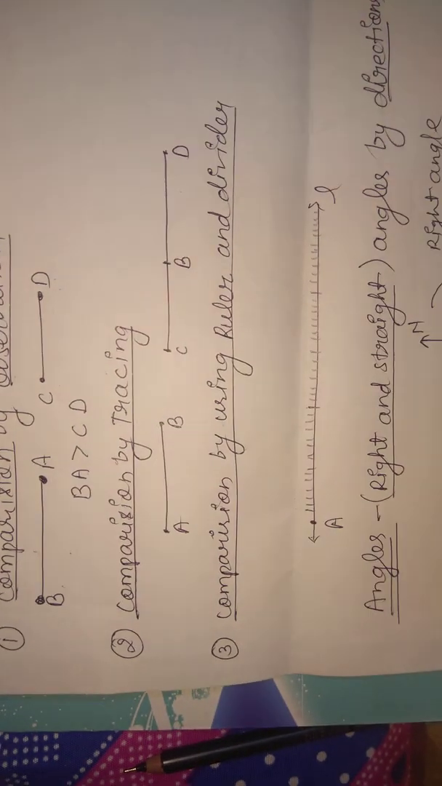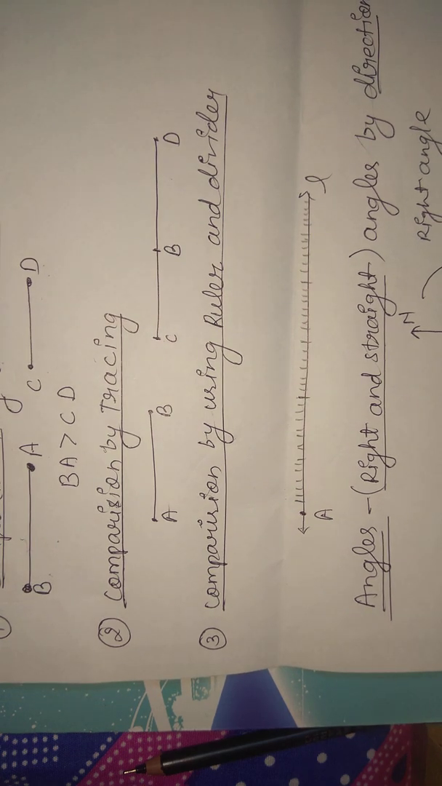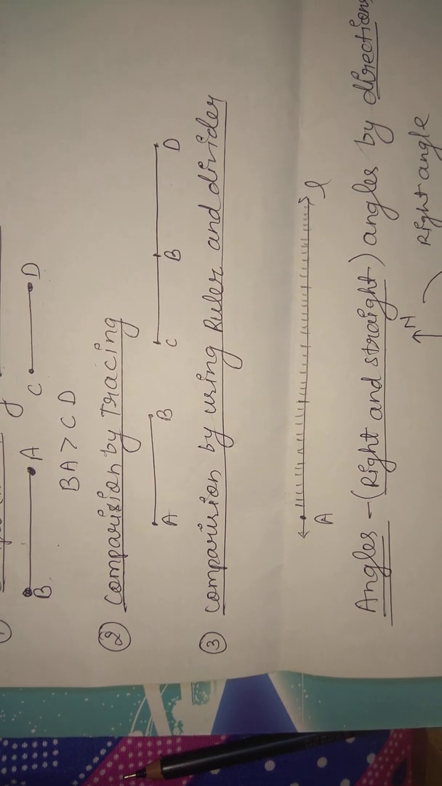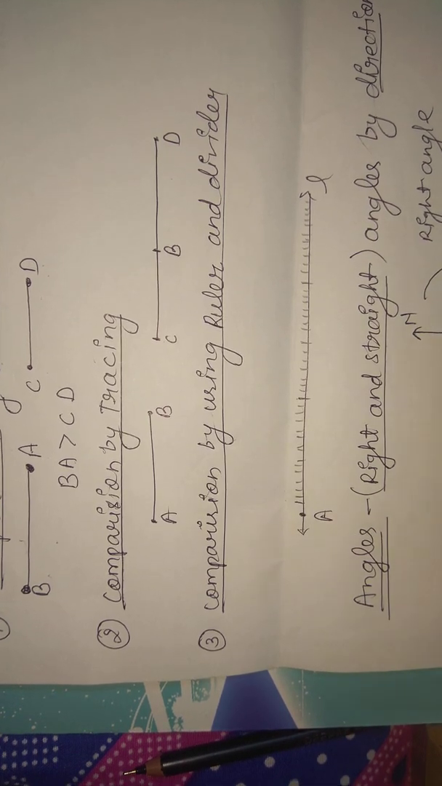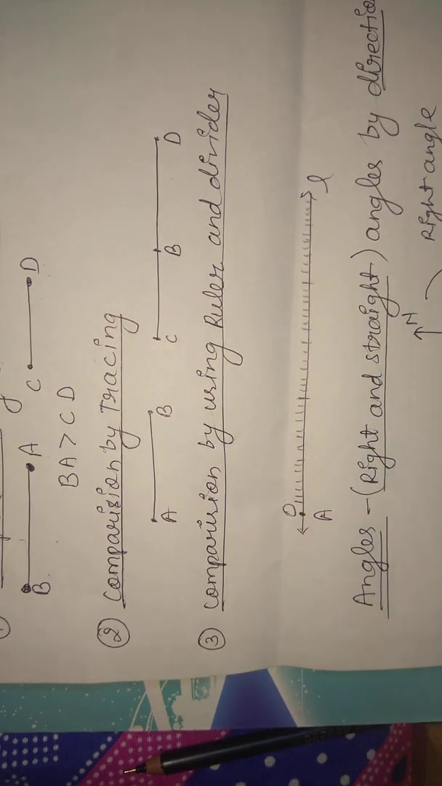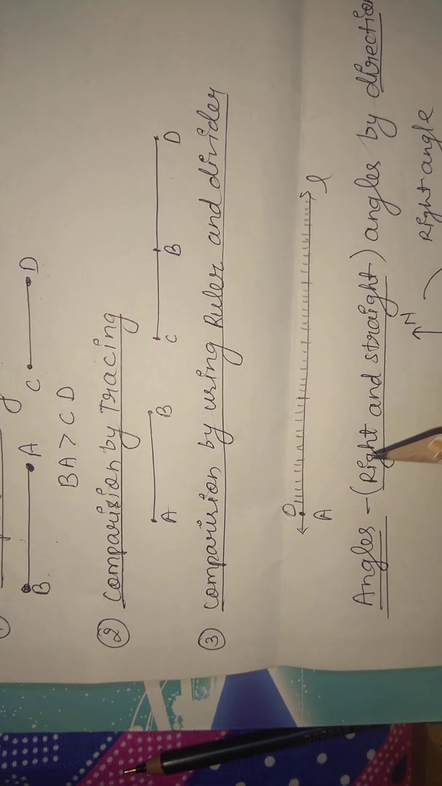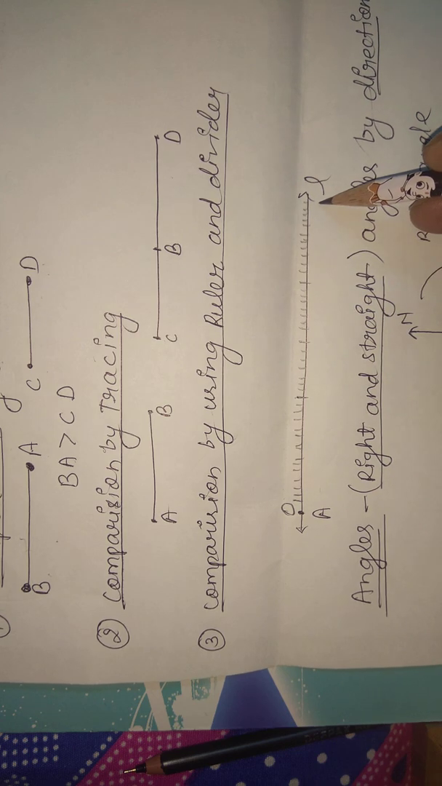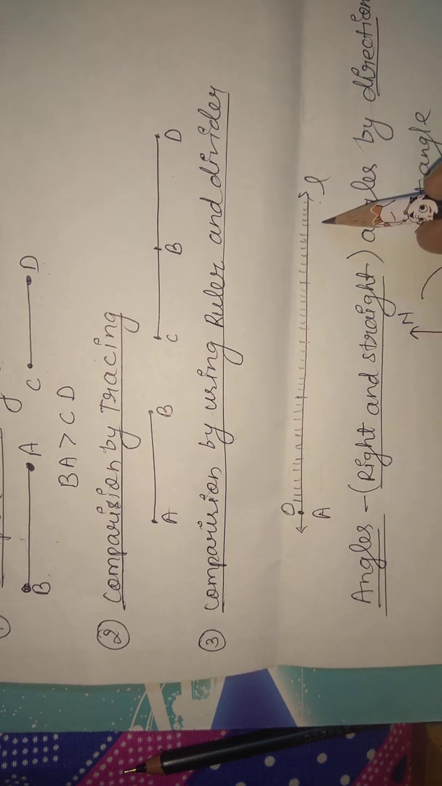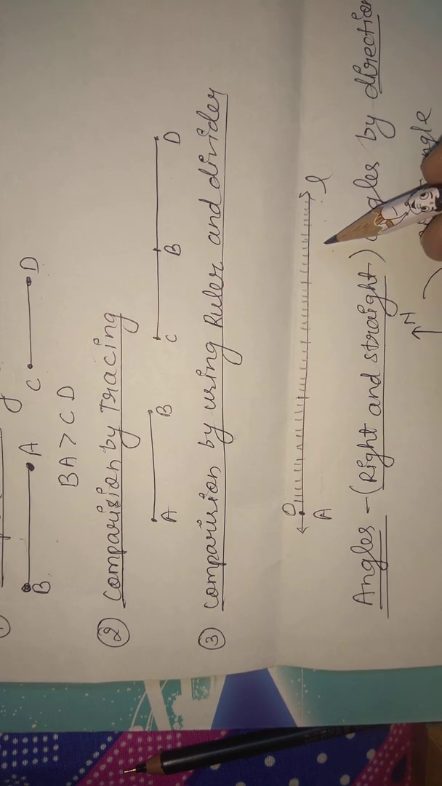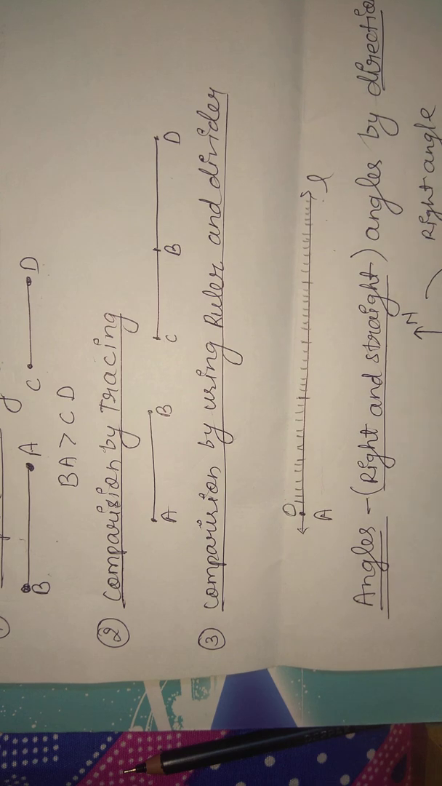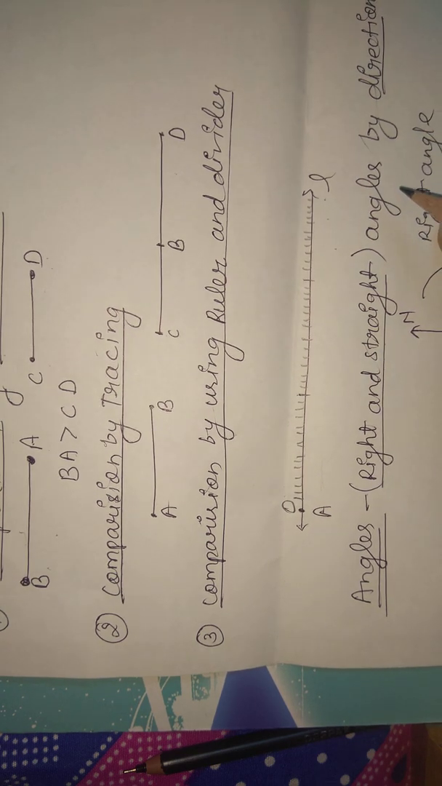Now, the third method is comparison using a ruler and divider. We can use a ruler to measure the length of a line segment. Put the zero mark at point A and then move towards B to measure the length of the line segment, but it may have some errors on the basis of the thickness of the ruler. This could be made accurate by using a divider.